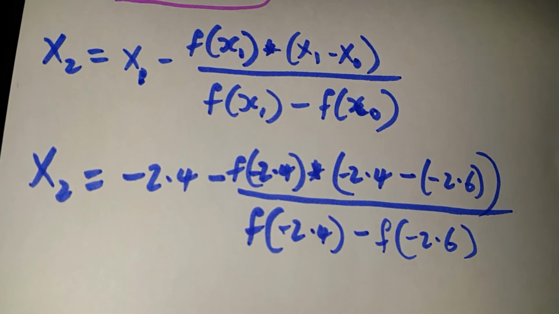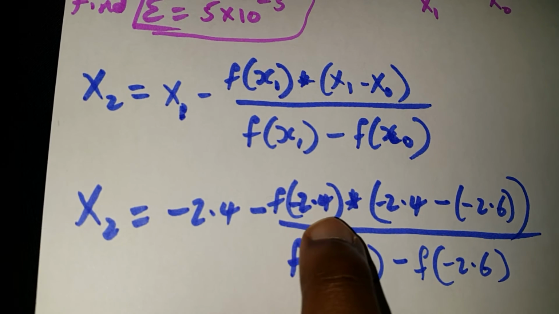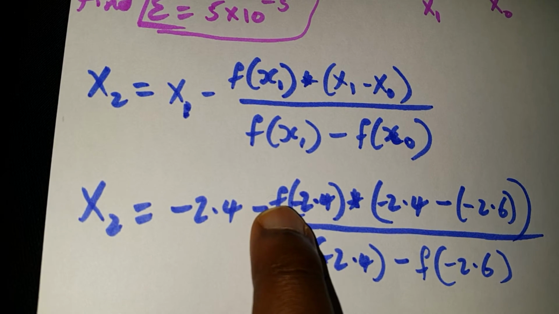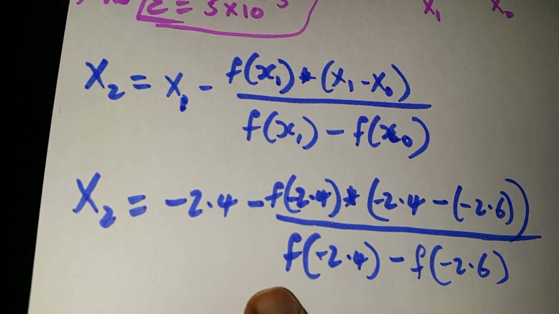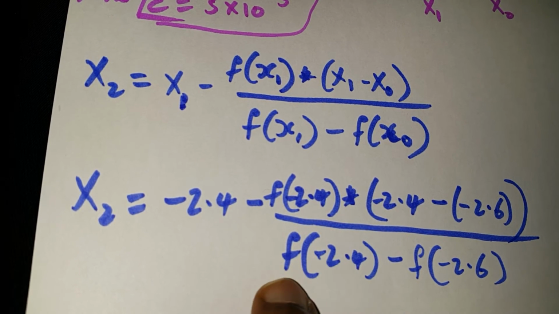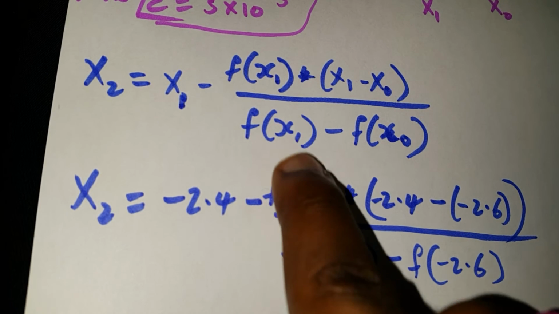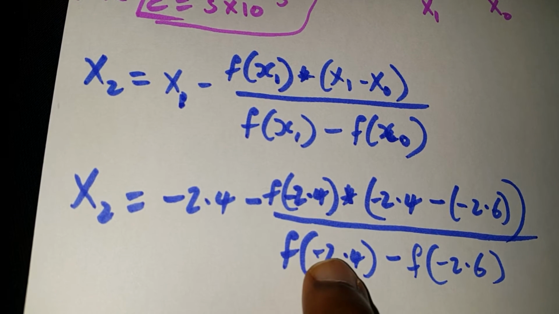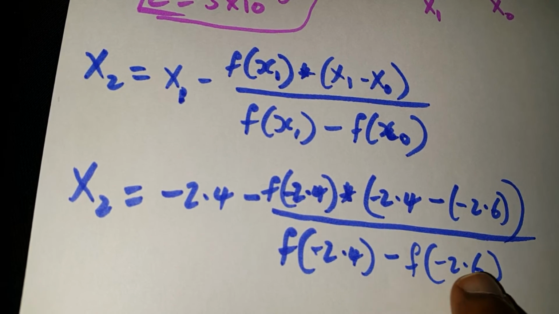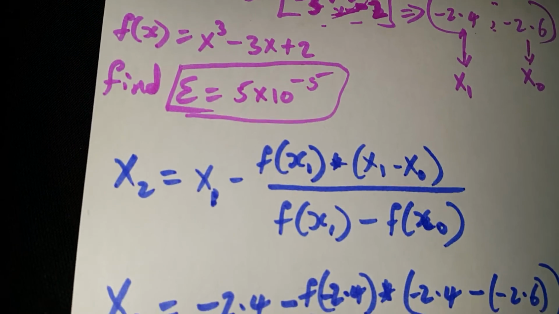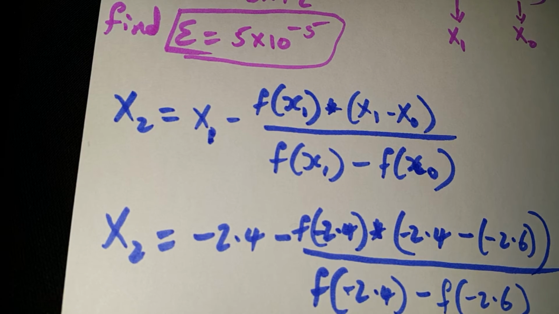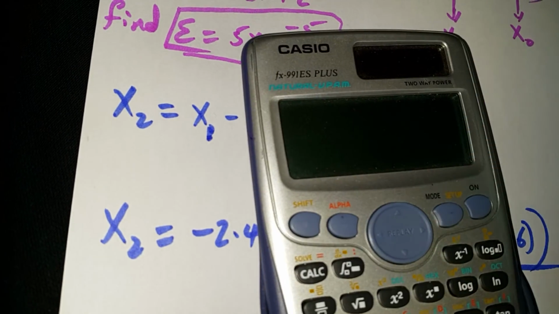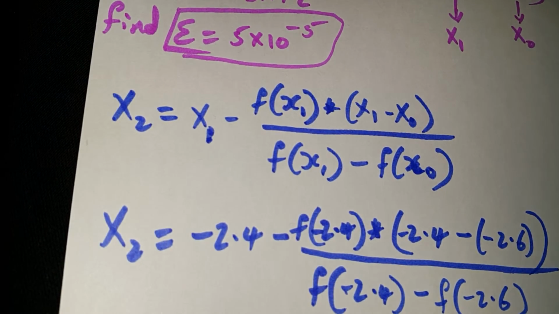So this is it. Now you have to put minus 2.4 in our function, multiply it with this, then put minus 2.4 in our function again. This is what we have here. Then put minus 2.6 in our function. Let's go through it a little bit. It is going to take a little time, but let me try to go through it. You also try to go through it.